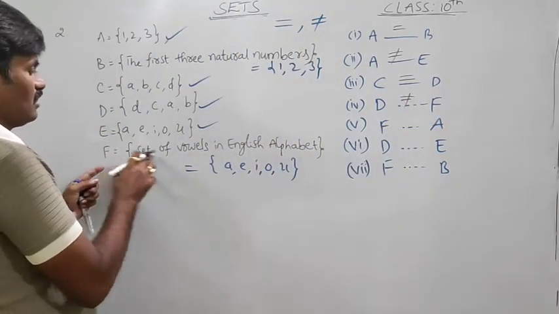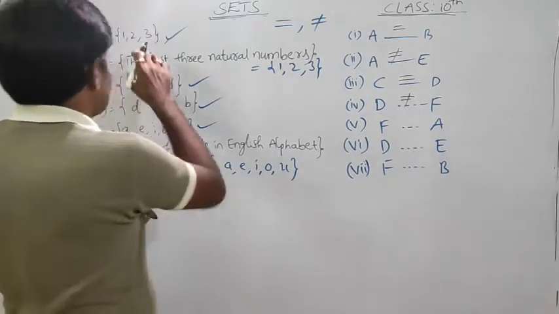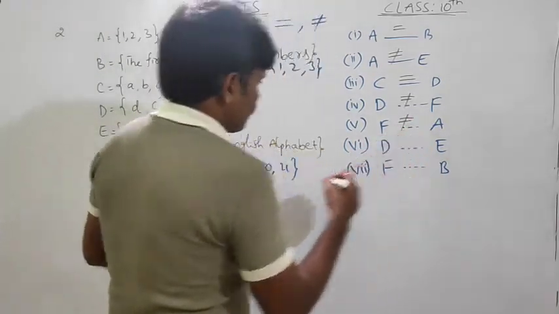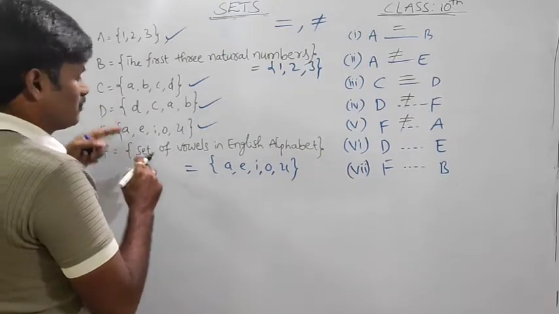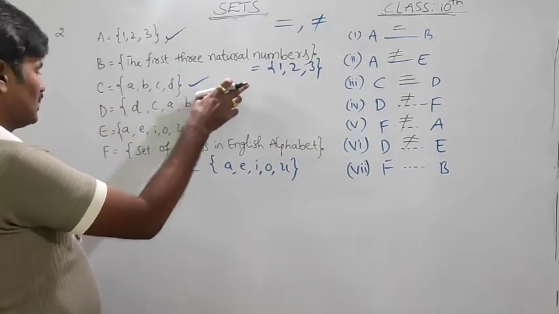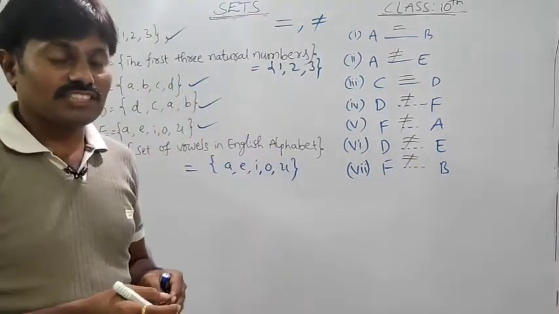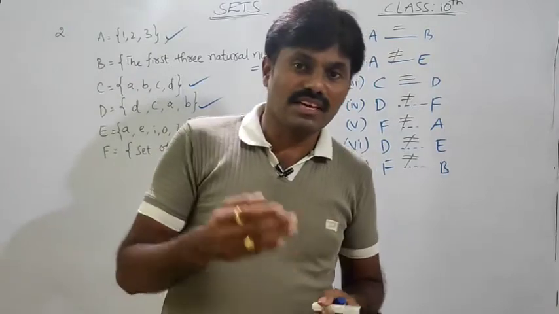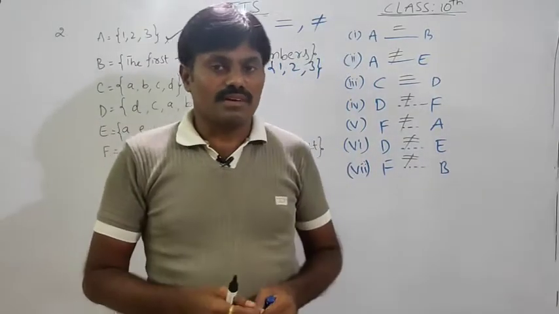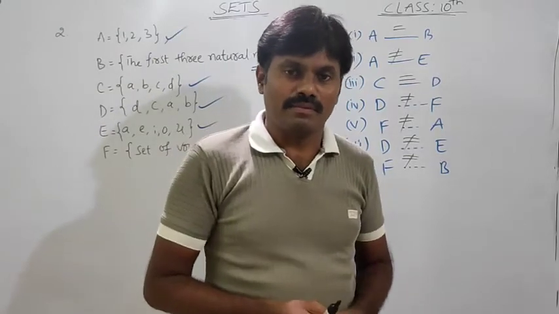F and A: F consists of the English alphabet vowels A, E, I, O, U. A consists of 1, 2, 3. So these are also not equal. D and E: no. F and B: B is the first 3 letters, F is the English vowels. No, these are also not equal. So like this, when can you compare two sets? Only if they are in list form or roster form. Is it clear? Now we will solve the third problem.